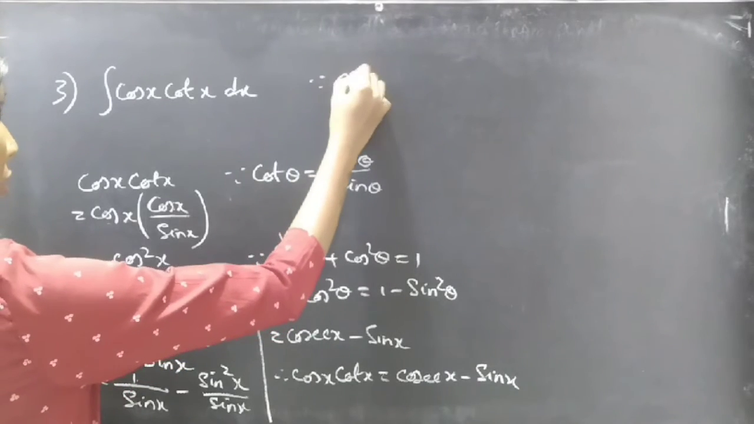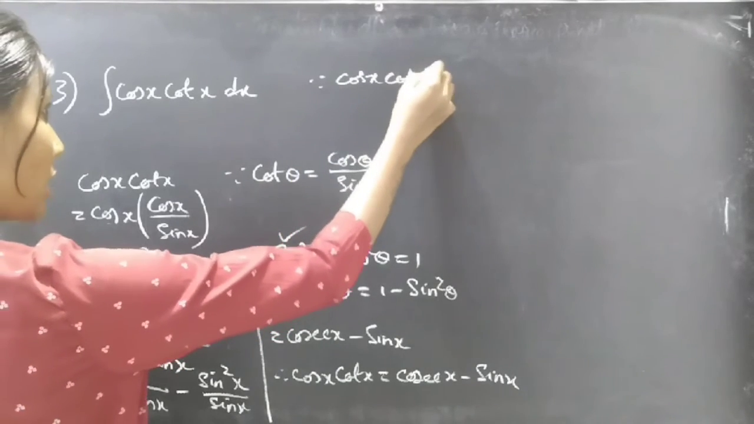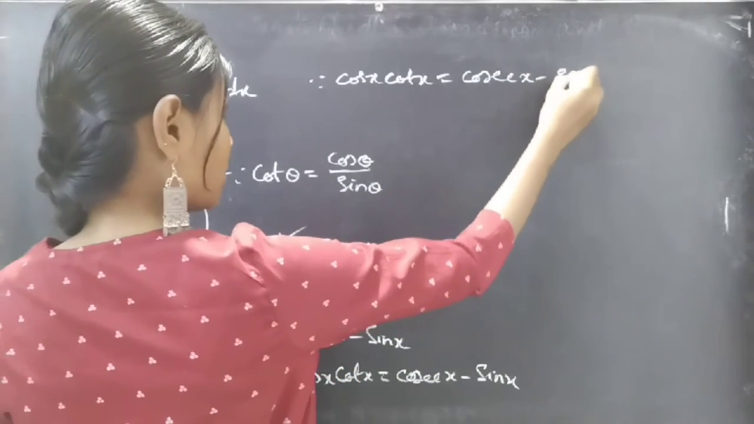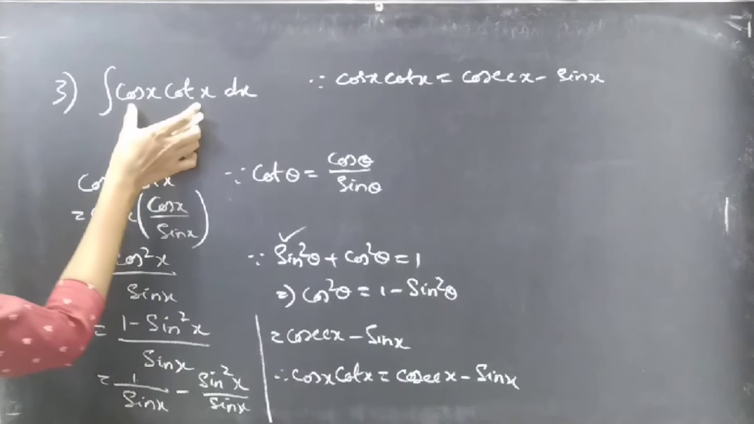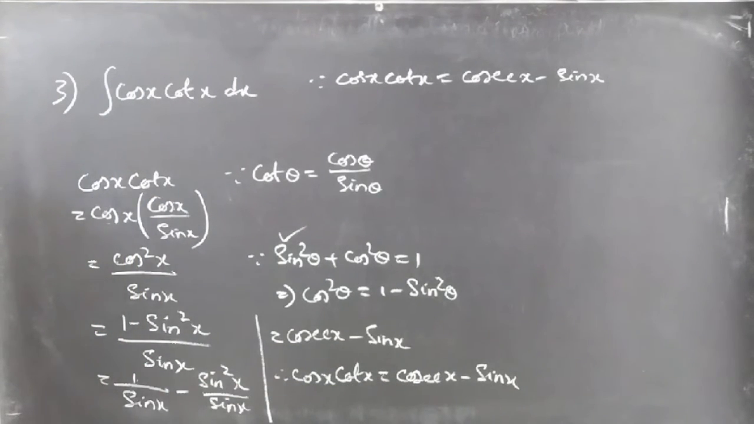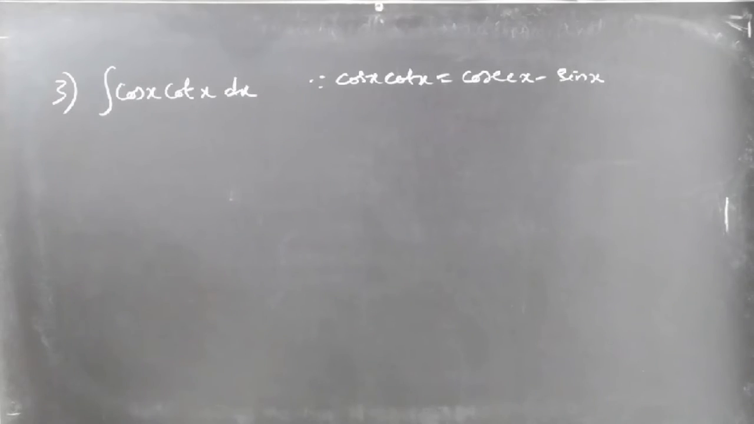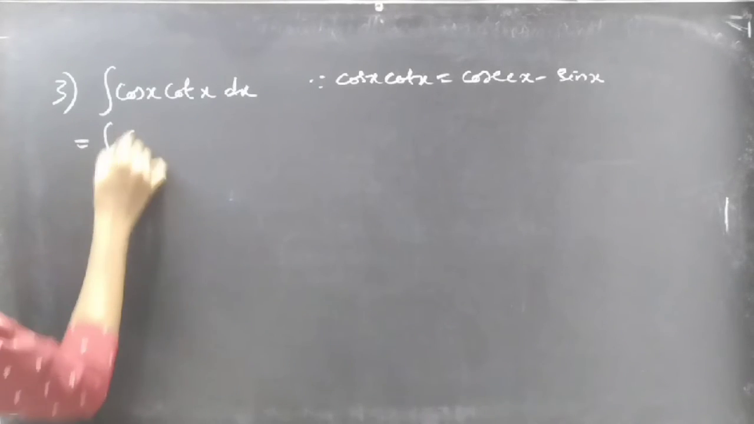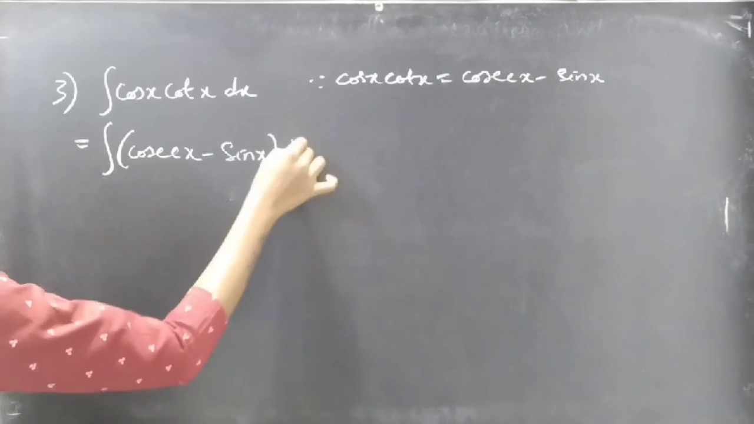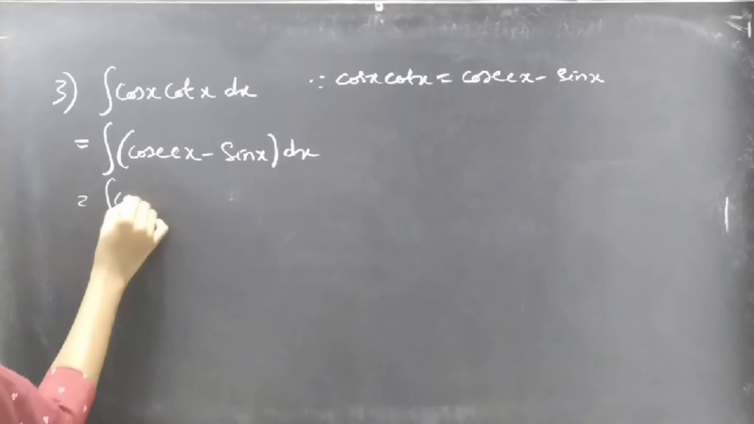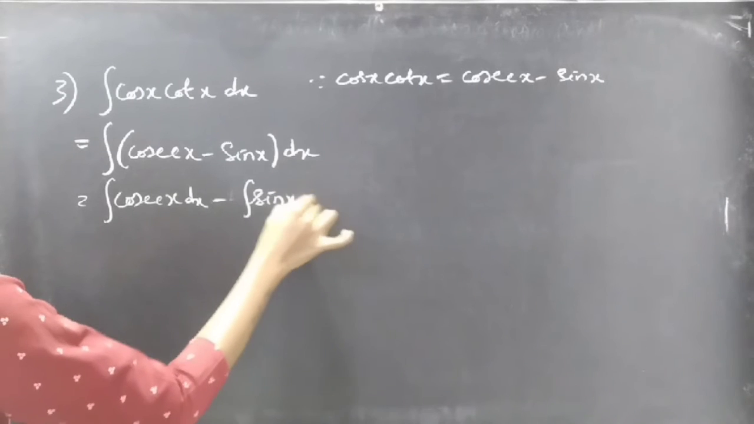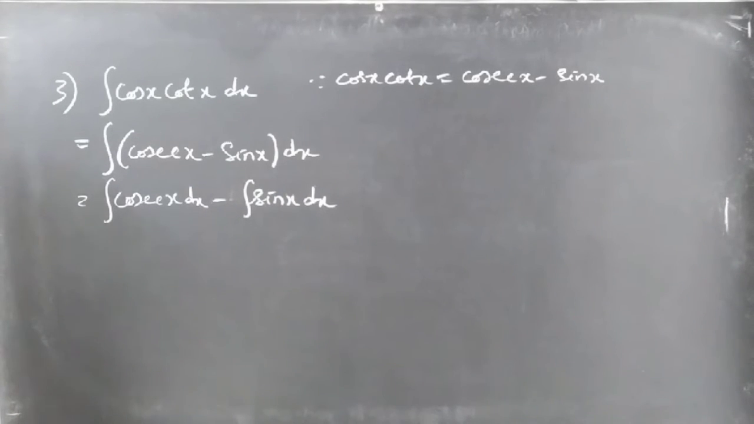Since cos x into cot x equal to cosecant x minus sin x, we'll replace the integrand by cosecant x minus sin x. Now just replace the integrand with cosecant x minus sin x. This gives us integral cosecant x minus integral sin x dx.